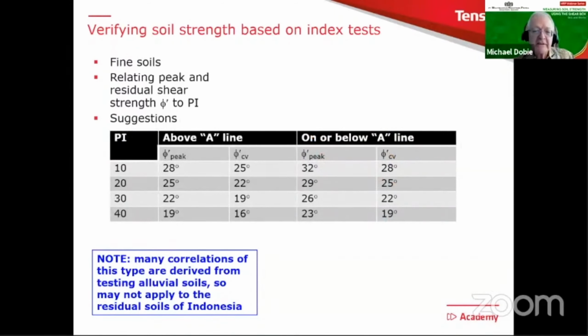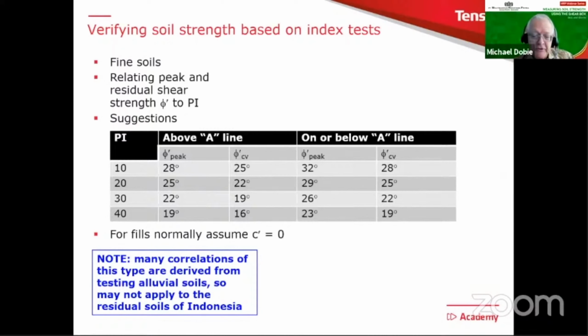So from that, I developed this little table. It's just a suggestion where we might look at the PI, see whether we're above or below the A line, to give us some indication of likely phi peak or phi CV for design of an earth structure. And normally for fills, we're going to assume that C' equals 0.